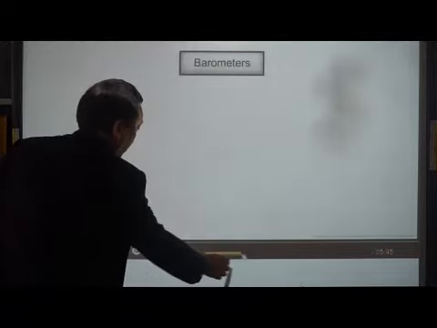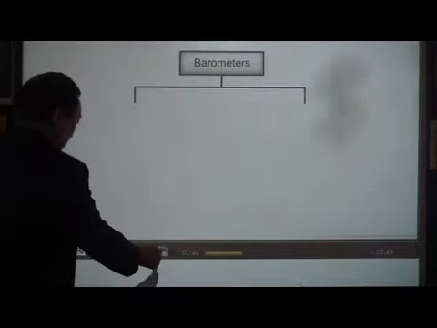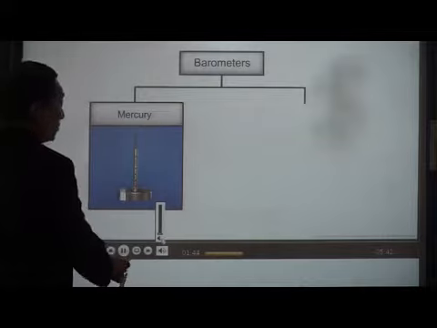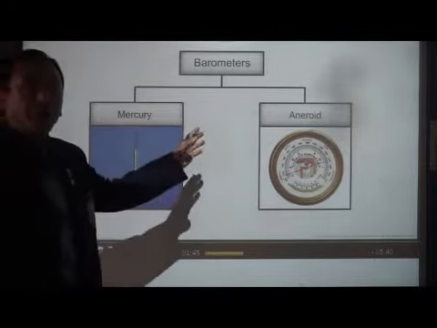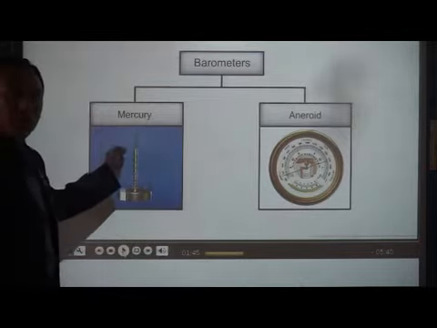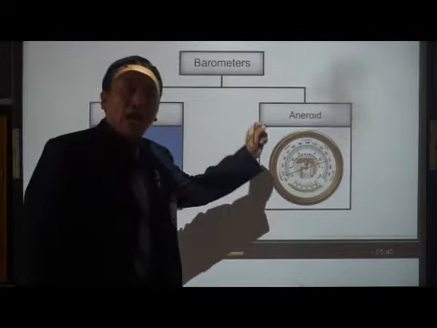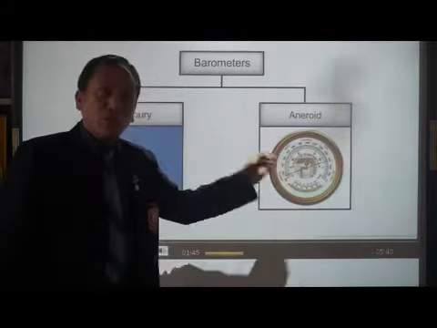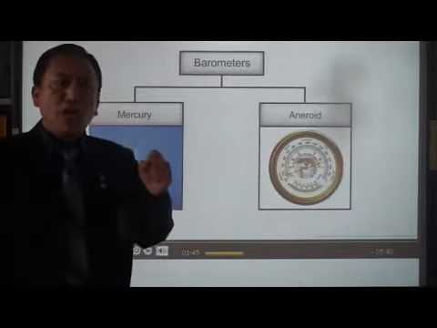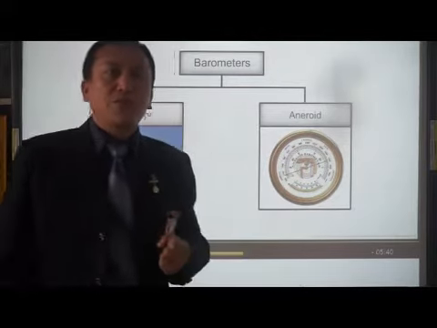Now we have a barometer here, a Mercury Barometer, and then we have an aneroid barometer. Besides these two barometers which measure atmospheric pressure, we also have other instruments related to measuring the atmosphere.